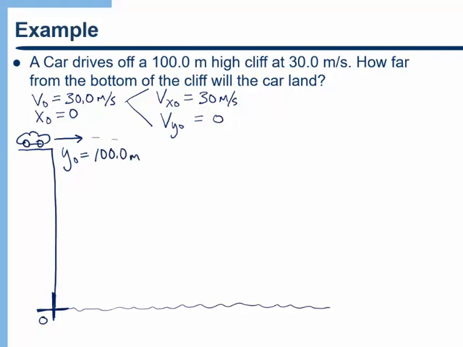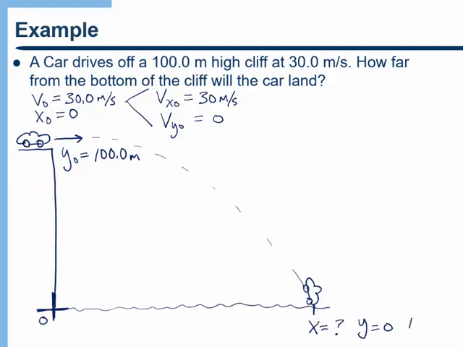Now, what is the car going to do? It's going to follow a parabolic path down, and what we're looking for is what happens when the car gets to the water. Specifically, notice that what we're being asked for is x, the final position in the x direction. We know the final position in the y direction is 0.